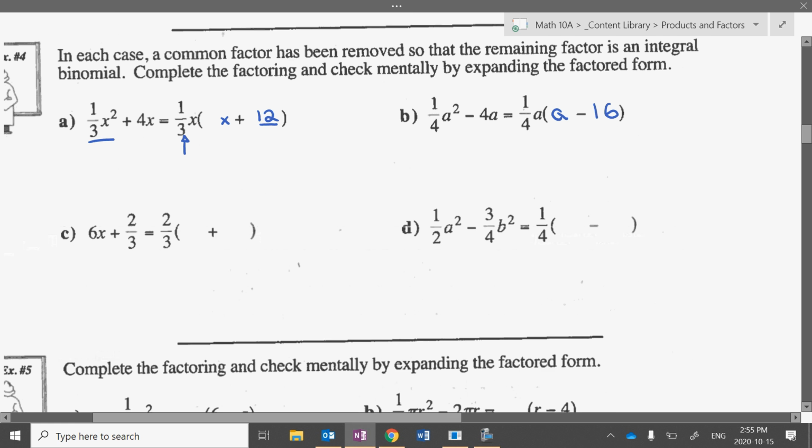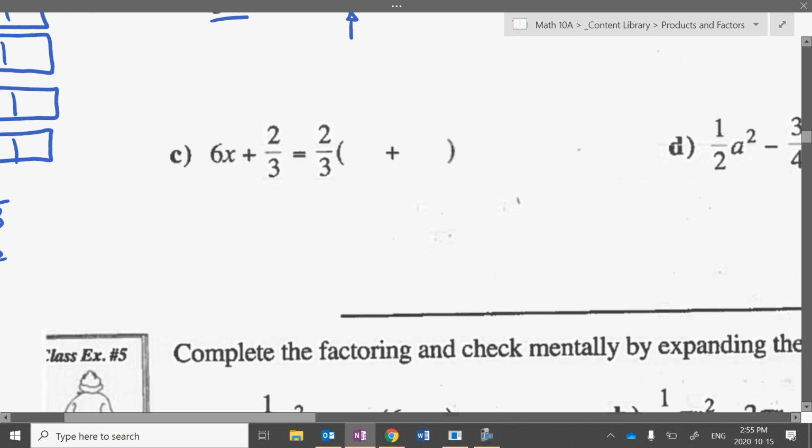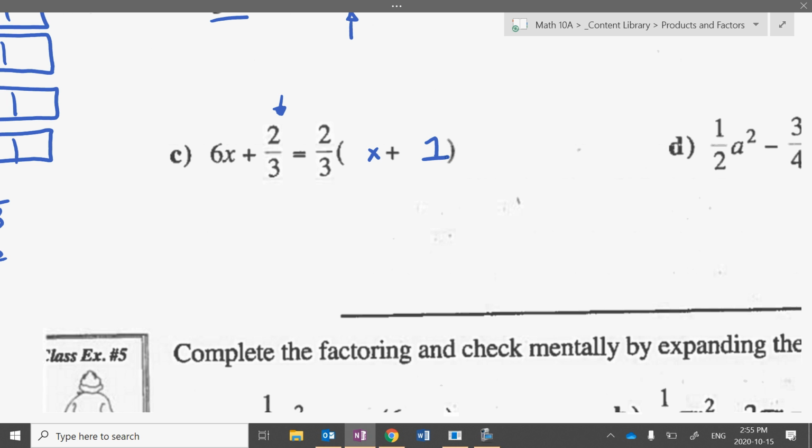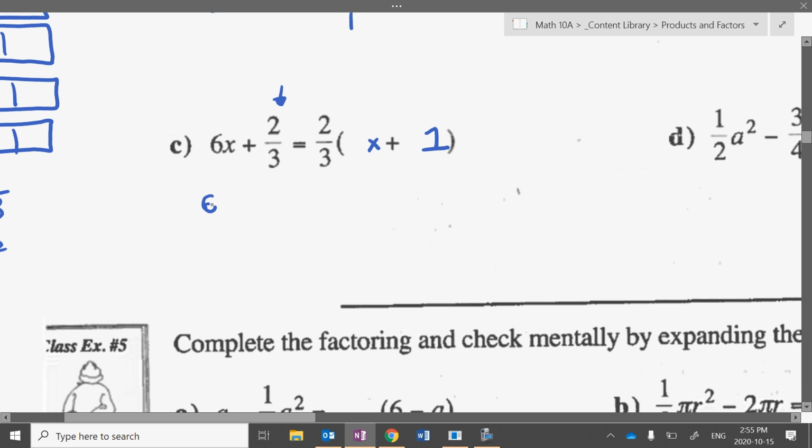Okay, let's try C. See, they switched up the order on us. So 2/3 was my final term, my constant. We're factoring out 2/3. My first term is going to be something x. Last term is going to be a 1 because we factored out 2/3 from 2/3. So now we need to figure out how many 2/3 are in 6. This one, drawing pictures is a little bit harder. So I would just do your division here. So we're going to do 6 divided by 2/3. So that's 6 times 3/2, 18/2, 9.